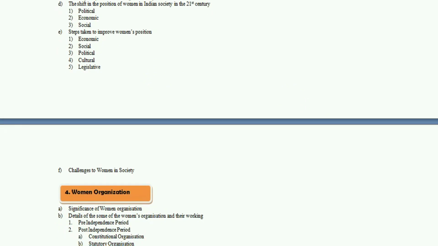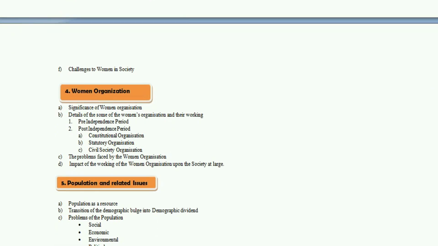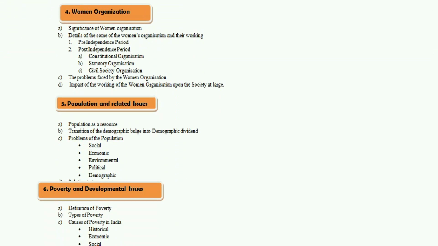Indian society. The next chapter is the women's organization. This is again an important chapter, and some other day you may get a very dedicated question from this chapter in your mains. So here we are supposed to understand the significance of the women organization. Then we have to see the working of some of the women organizations, particularly the pre-independence period organizations as well as the post-independence period organizations.